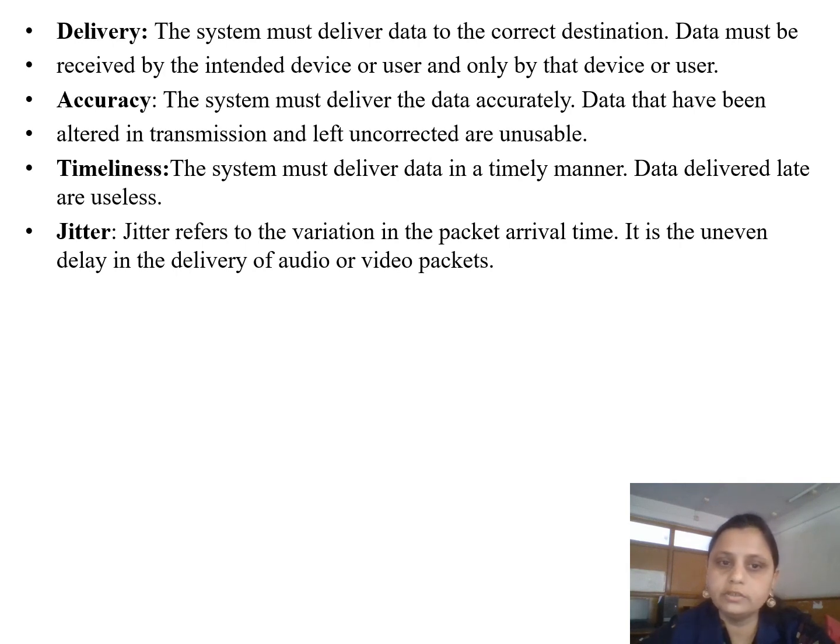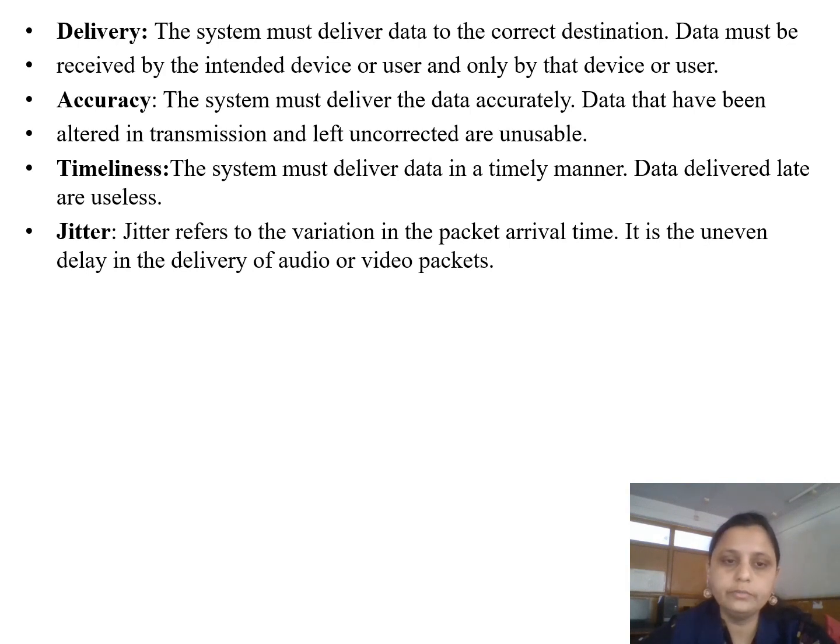Next one is accuracy. The system must deliver the data accurately. Accuracy is important here. Data that have been altered in transmission and left uncorrected are unusable. There is no use of this data if it is left uncorrected. Next term is timeliness. The system must deliver data in a timely manner. Data which is delivered late is useless.